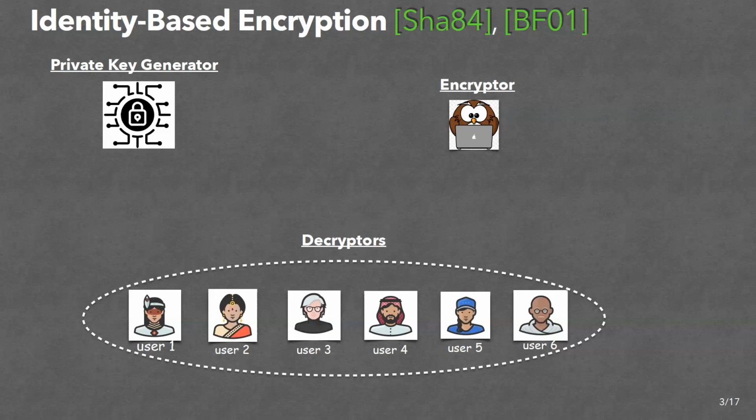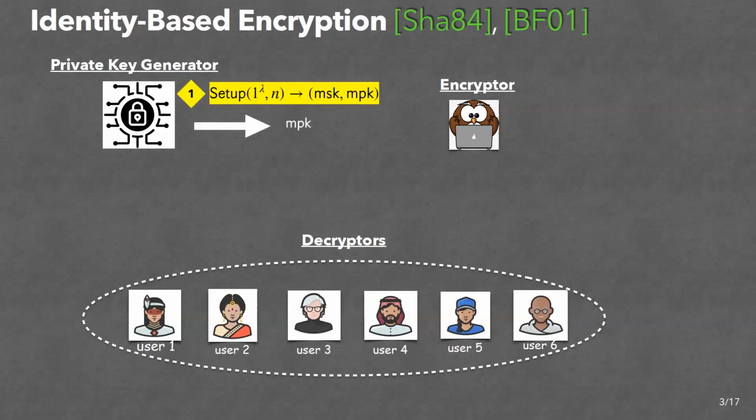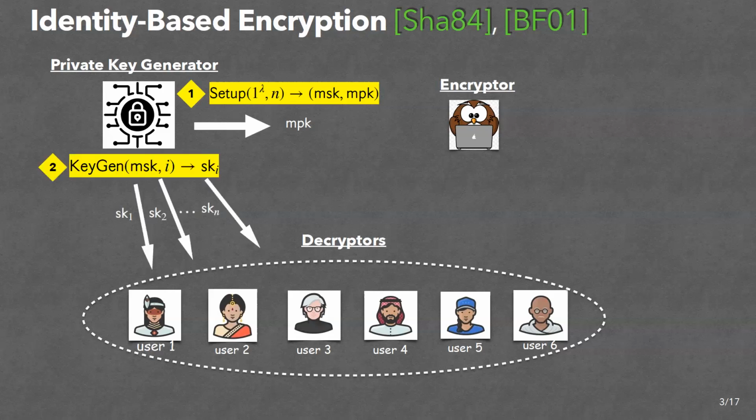The way that it works is the following. We have a third party that we call the private key generator that generates a master secret key and a master public key. The master public key goes public, and then the parties that want to participate as decryptors come and say to the private key generator, please give me my secret key. The private key generator uses the master secret key, generates the individual keys, and passes them to the corresponding users.